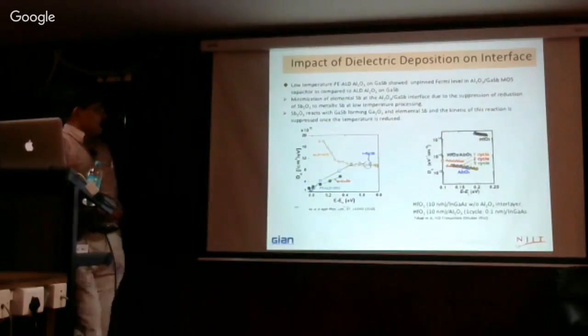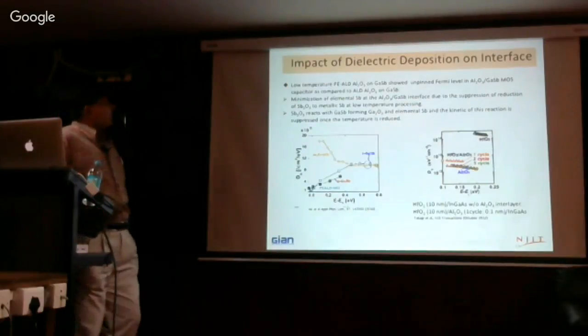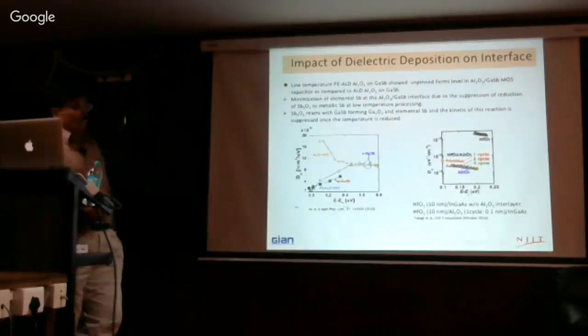And then there is the Takagi group in Japan. They found that if you do several cycles of depositing hafnium oxide and aluminum oxide like this, then you can reduce the DIT level. But it is still between 10 to the 12 and 10 to the 15, the lowest possible DIT. So dielectric deposition and the interface was a huge problem.